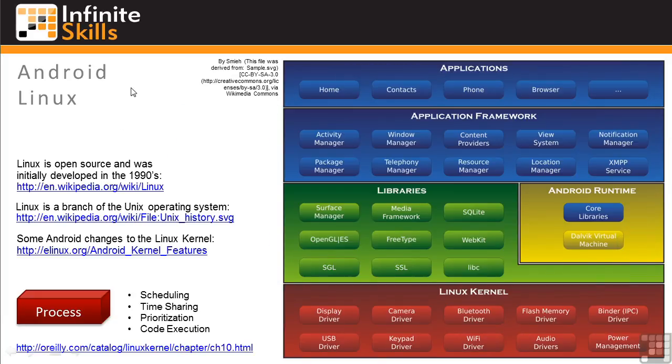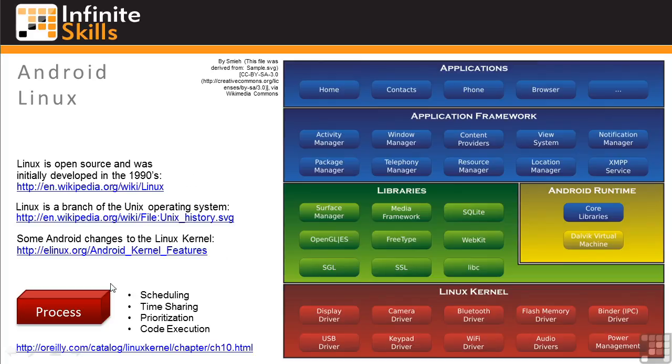Let's take a look at a little more detail about Linux. Not only is Android built on the Linux platform, but the key element of app action, the process, is a Linux capability. Linux is open source software and was initially developed in the 1990s. Linux is a branch of the Unix operating system, and some changes have been made to the Linux kernel to support Android, but these are relatively small compared to the size of overall Linux. If you're interested in this background on Linux, I've included some links on the graphic.